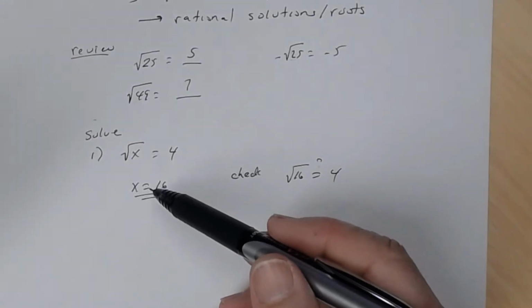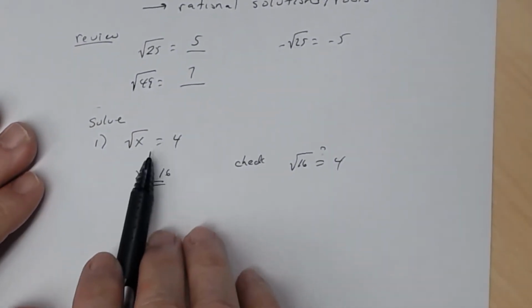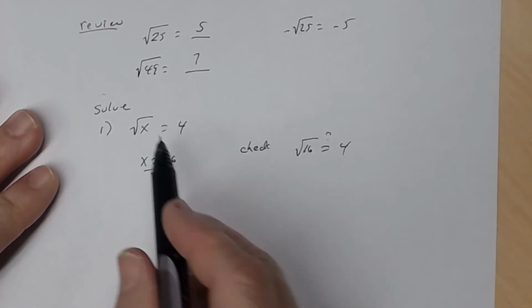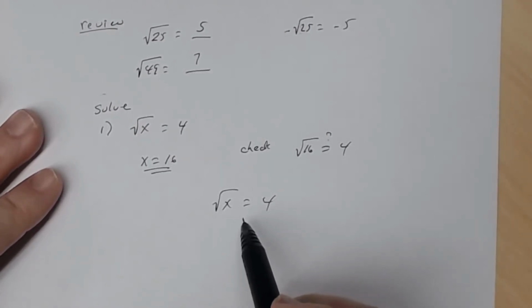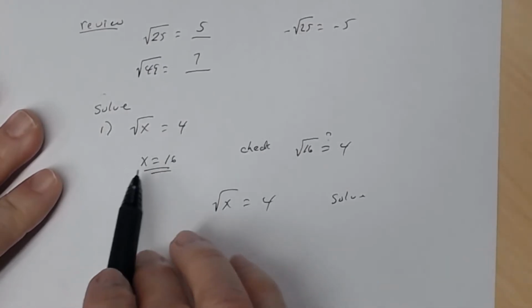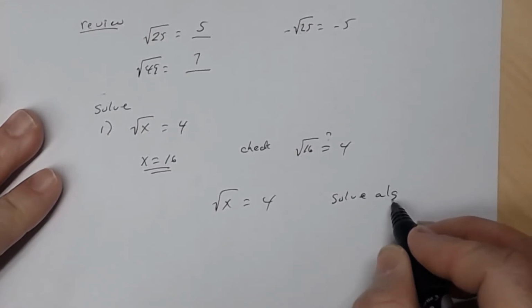Now, here's the procedure. Here we guessed at the answer because it was a very simple problem. 4 times 4 is 16. But I want you to think about this in a different way. If I go back to this problem, the square root of x equal 4, we're going to solve this algebraically rather than guessing at the answer.